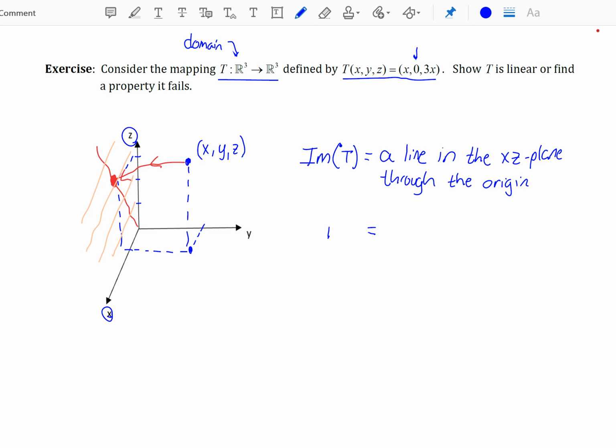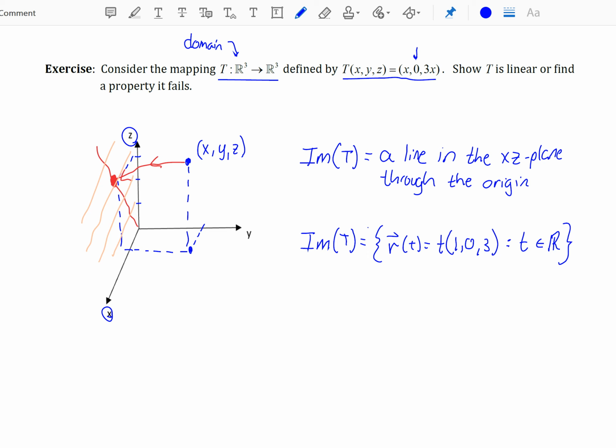And so you may remember writing vector functions in Calc 3. If you have not taken Calc 3, that's perfectly fine. But this is for those of us that have taken Calc 3. So another way to say the image of T is the vector function r of t equal to t times 1, 0, 3, such that t is an element of the real numbers. Either one of these would be fine.